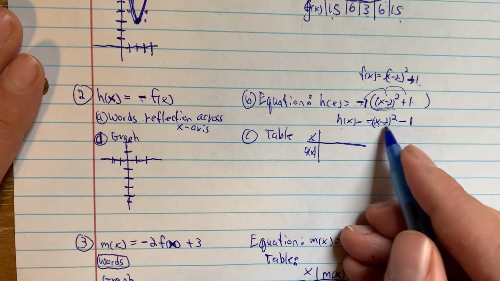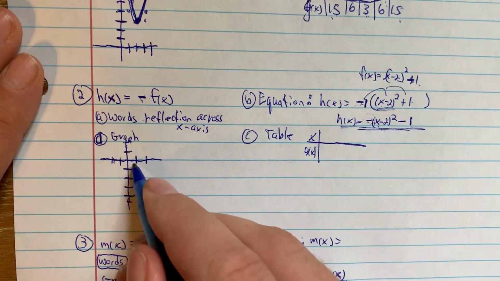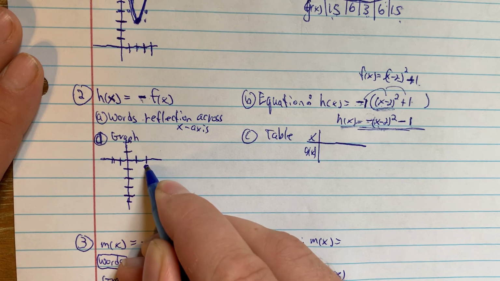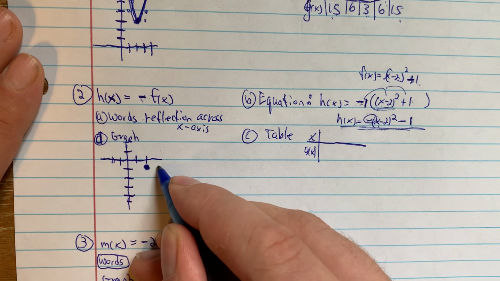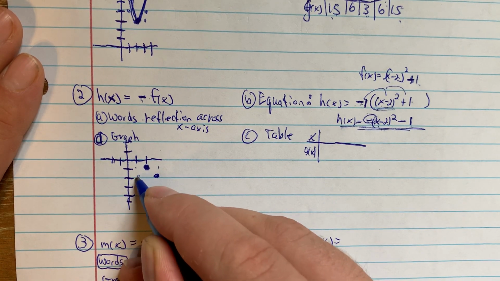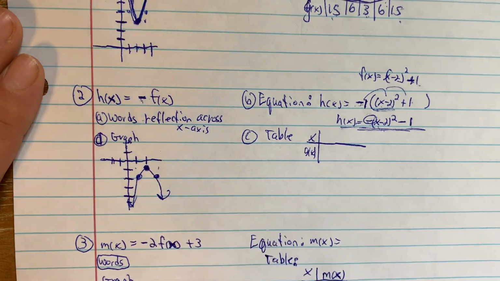When we graph this, go ahead and graph h of x on your own based on this equation. So it's 2 to the right and 1 down. There's where the y value is. There's where the vertex is. And this negative makes it open downwards. 1 squared is 1, but it's going to be negative. -1 squared is 1, but it's going to be negative. So it's going to end up looking like this. Right? So we get this parabola going down.